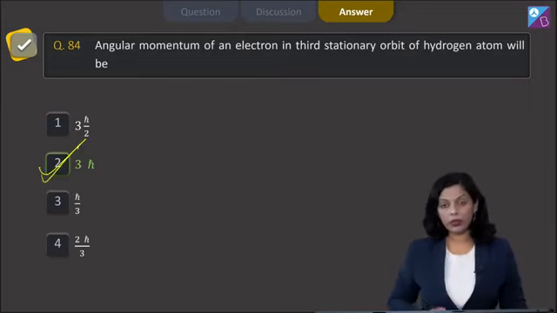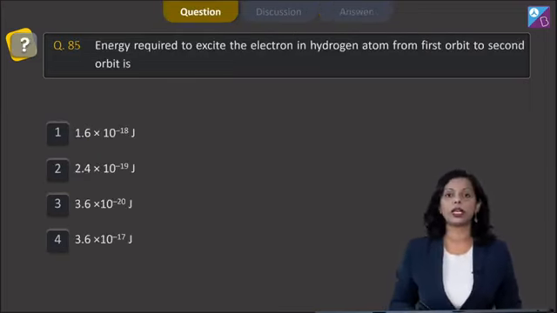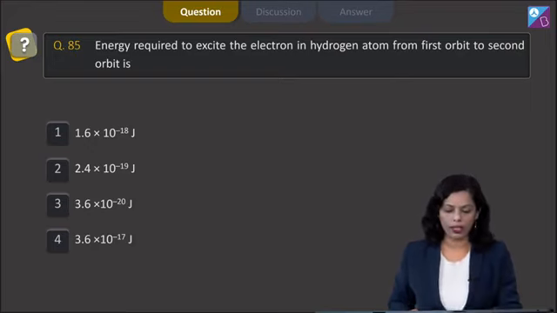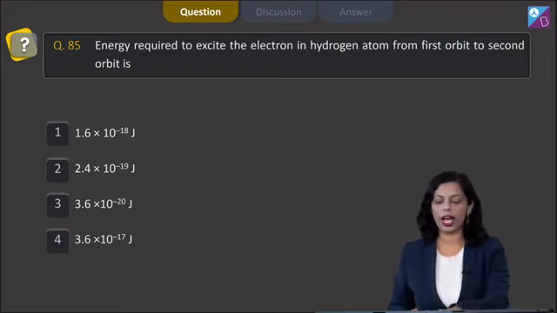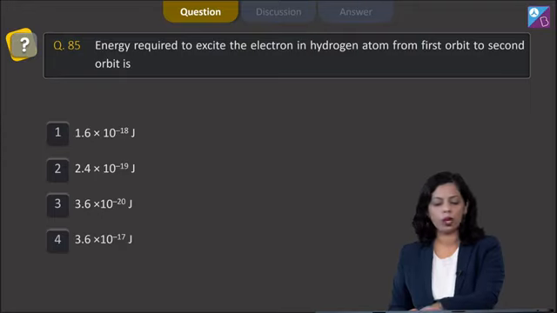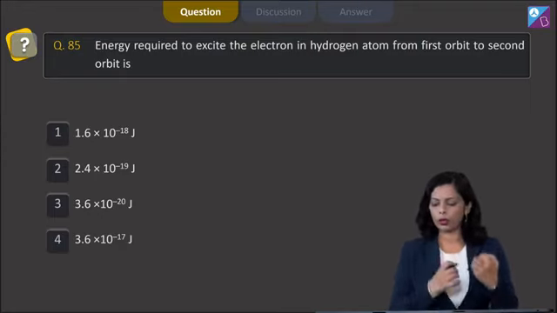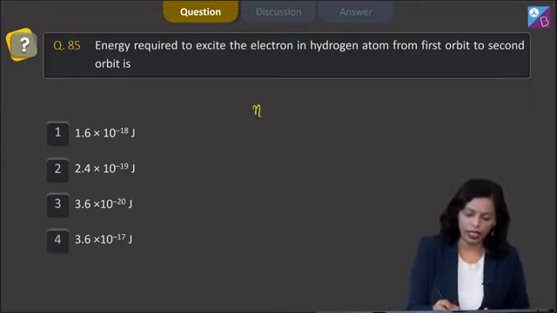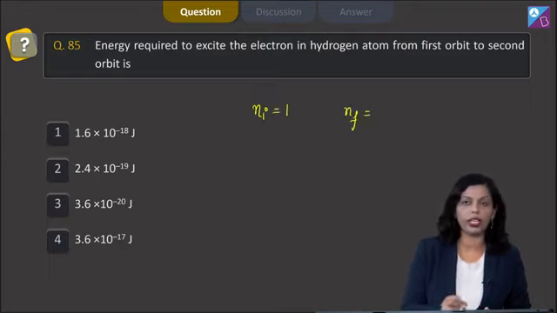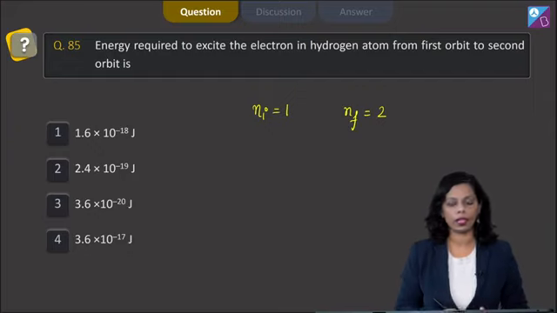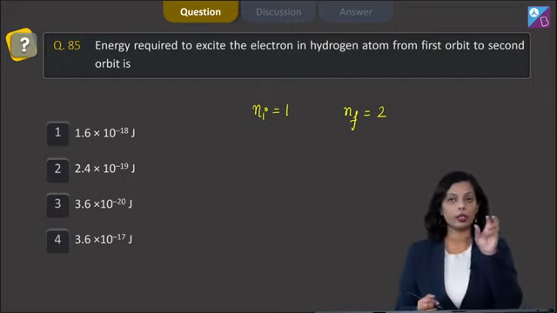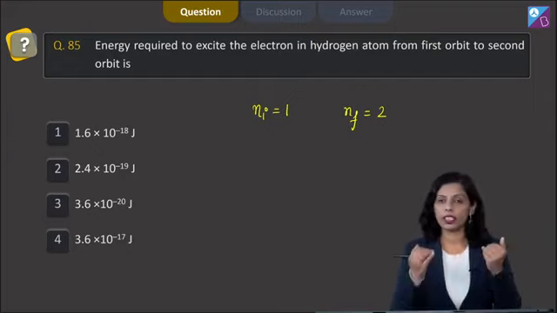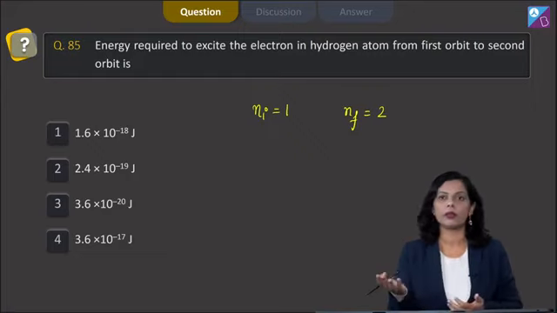Okay, done with this, and the turn comes for question number 85. Energy required to excite the electron in hydrogen atom from first orbit to second orbit. So initially it was there in the first orbit and it gets excited to the next orbit, and final would be the second one. Clear? And you need to find out that total energy required. It means initially it would have E1 energy and later it becomes E2 energy.